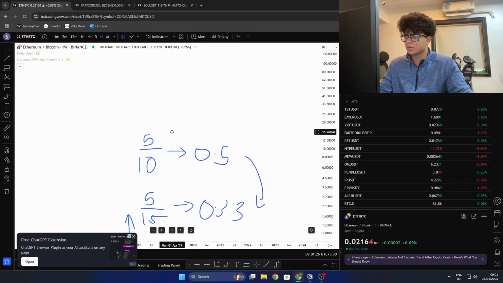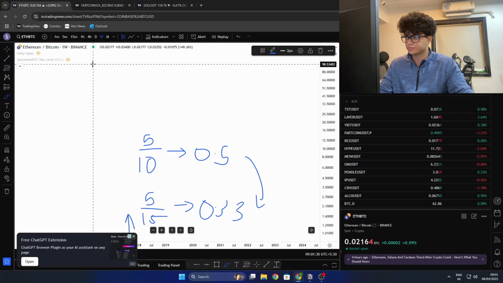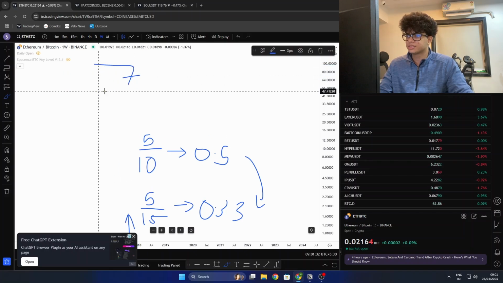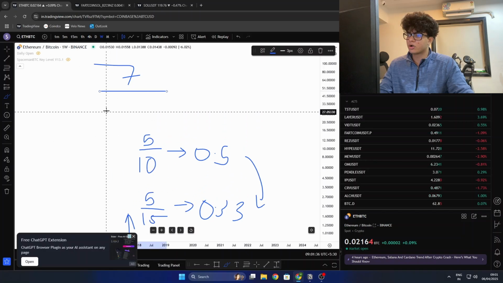Now what happens when the value of the numerator increases? Okay, so this becomes 7 and let's say the denominator also goes up, but it only goes up to 11. So what does this mean?